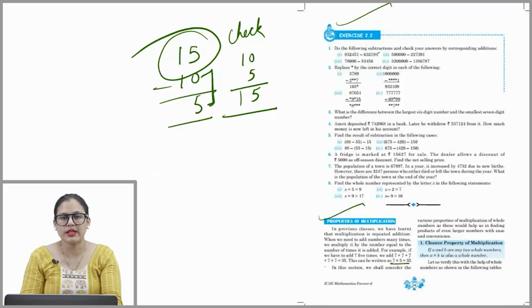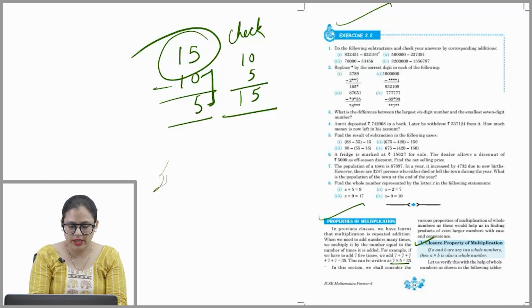In this section, we shall consider the various properties of multiplication of whole numbers, as these would help us in finding products of even larger numbers with ease and convenience. Number 1, closure property of multiplication. If A and B are any two whole numbers, then A into B is also a whole number.